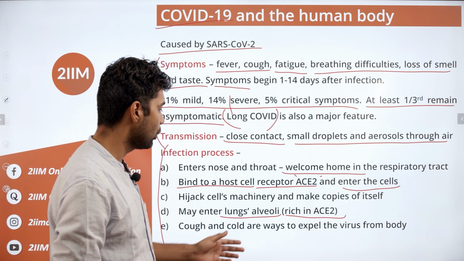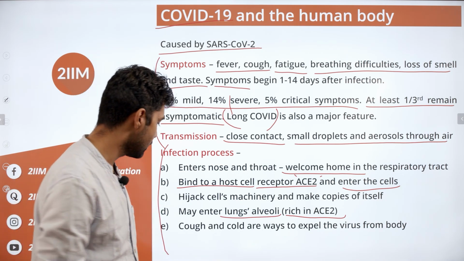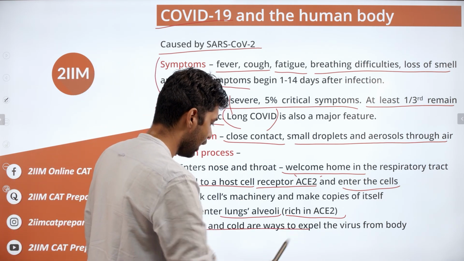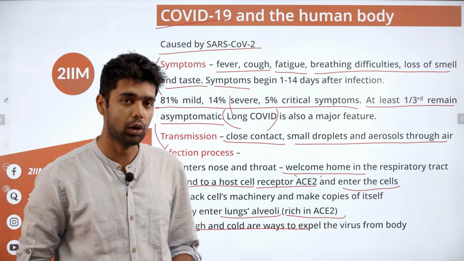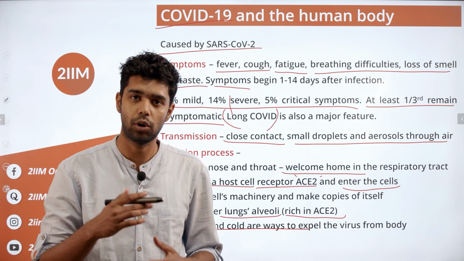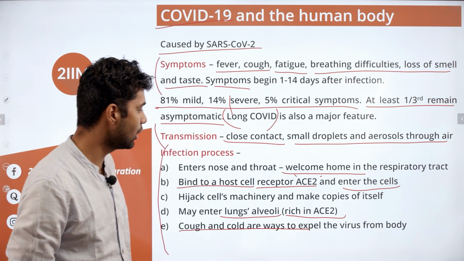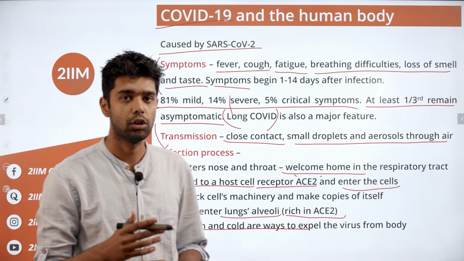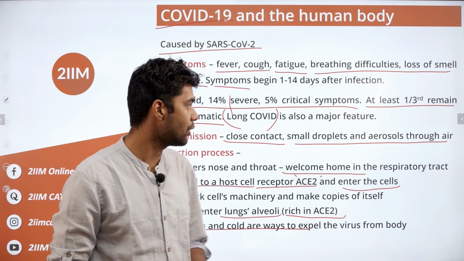So cough and cold are ways to expel the virus from the body. Basically, this is something that happens for most of the diseases. You cough a lot, you exhibit fever, and you have cold. So these are ways in which the body expels the virus. But unfortunately, in the process of expelling the virus, you actually transmit that to someone else.